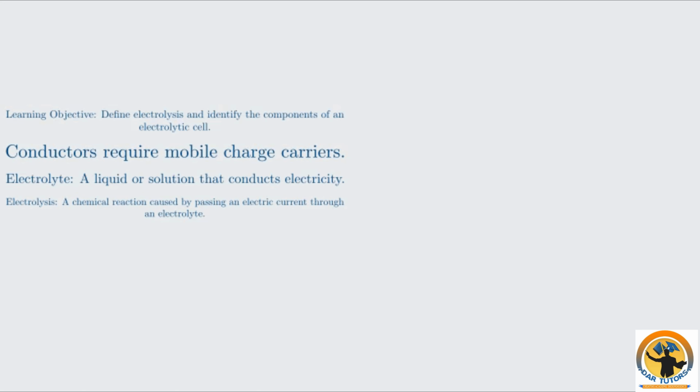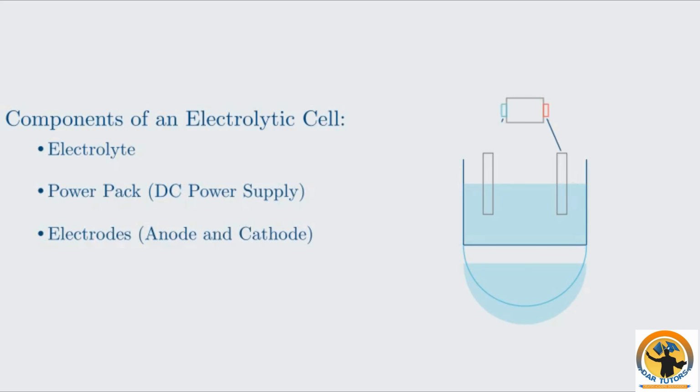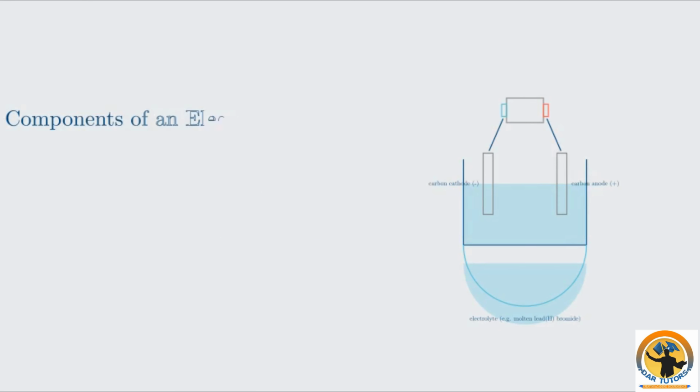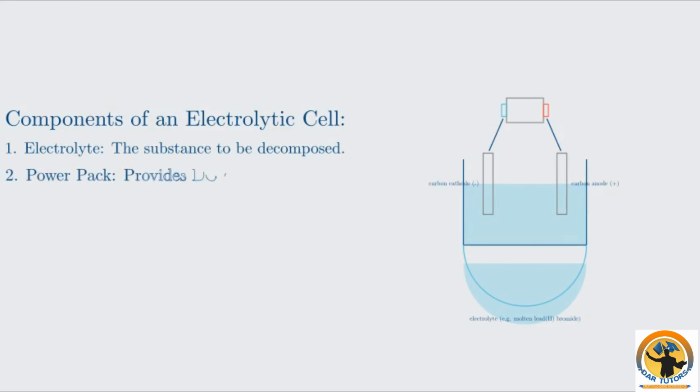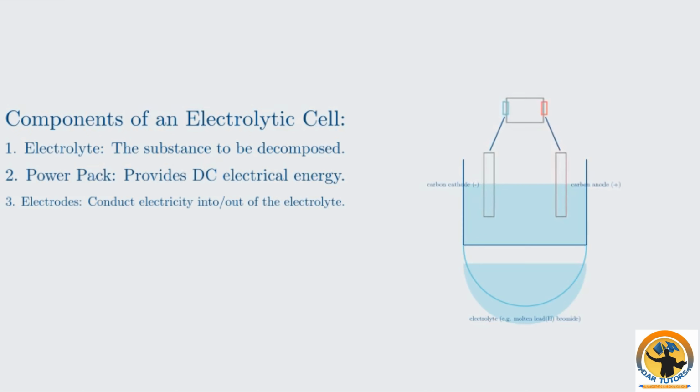Let's identify the key components of an electrolytic cell. Display figure R348 from the textbook, an electrolytic cell used for electrolysis. We've already defined the electrolyte. The power pack provides the necessary electrical energy to drive the non-spontaneous reaction. The electrodes, often made of inert carbon, graphite, or platinum, provide the surface for the redox reactions to occur. The electrodes are connected to the power pack.